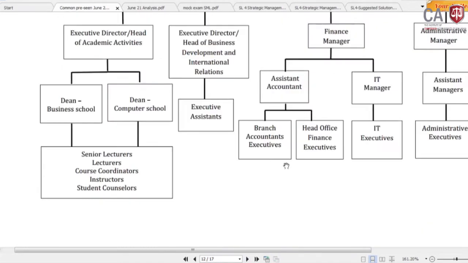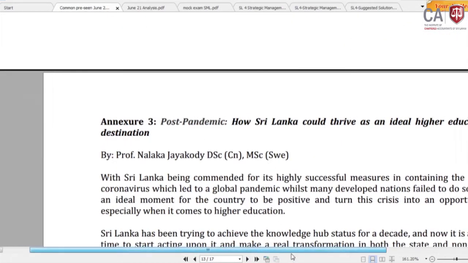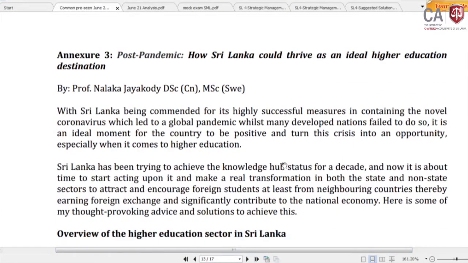After that, an article about Sri Lanka has been given, written by Professor Nalaka Jayakodi. This is an annexure. It is titled "Post pandemic, how Sri Lanka could thrive as an ideal higher education destination". He is talking about how Sri Lanka can become an education hub in the world.